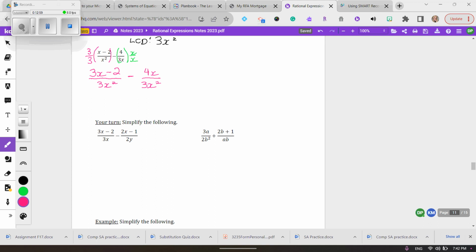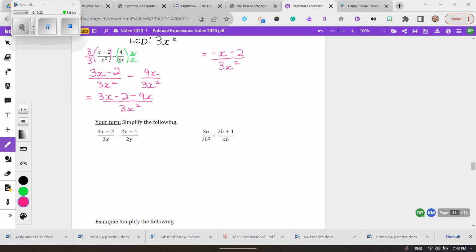Now I see that's perfect. My denominators are the same. I am going to go ahead and subtract 3x minus 2 minus 4x over top of 3x. Okay, go ahead, collect your like terms. Move up here. 3x minus 4x is negative x minus 2 all over top of 3x.